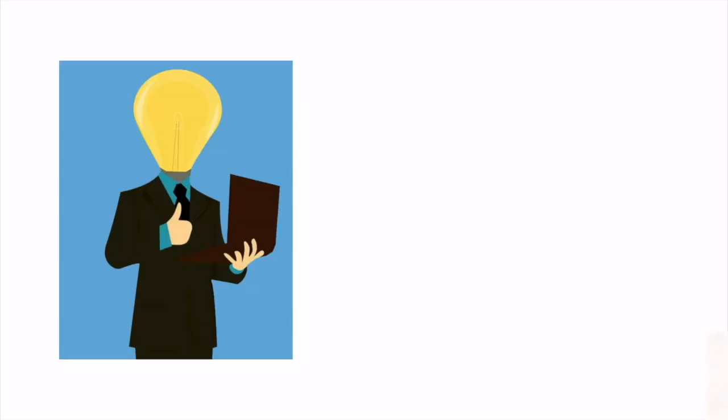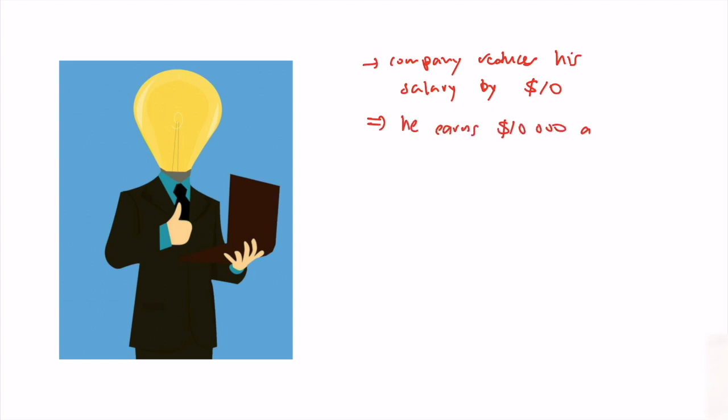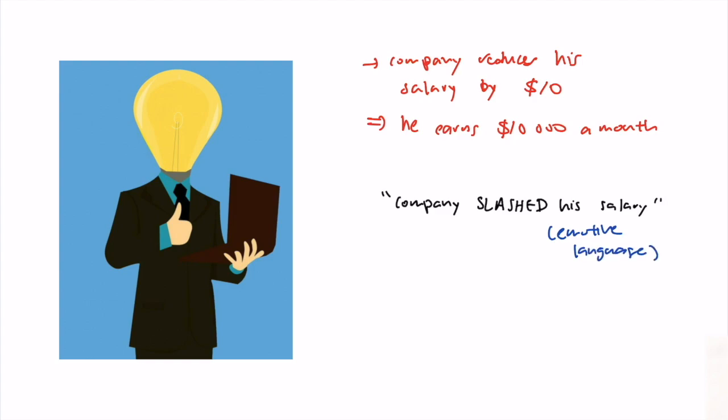So, let me use a very common example to try to explain this concept of emotive language. Let's say that a company reduces an employee's salary by $10, right? And this employee originally was earning $10,000 a month. So, this reduction of $10 is actually a very small amount to him. However, this person goes around saying that the company slashed his salary, right? So the fact that he used the word slashed is emotive language. It makes you seem that the situation is worse than it originally is.